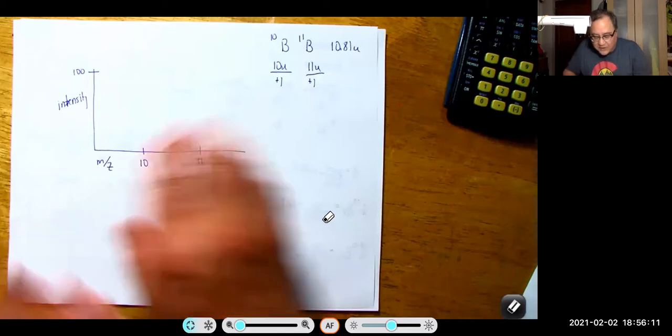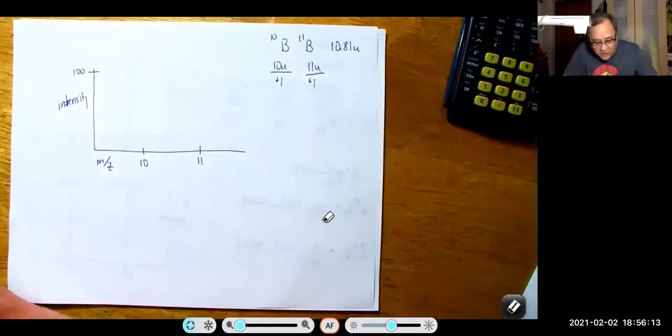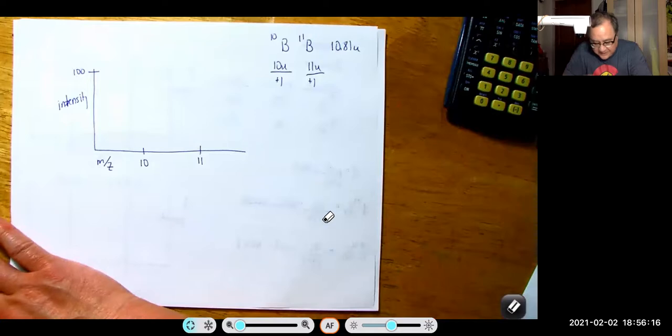Now, which one are we going to draw as the 100% or the 100 intensity? The 10 or the 11?